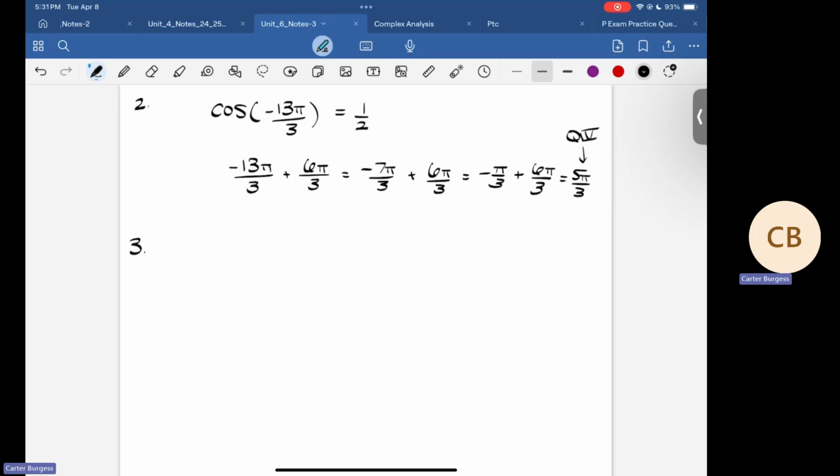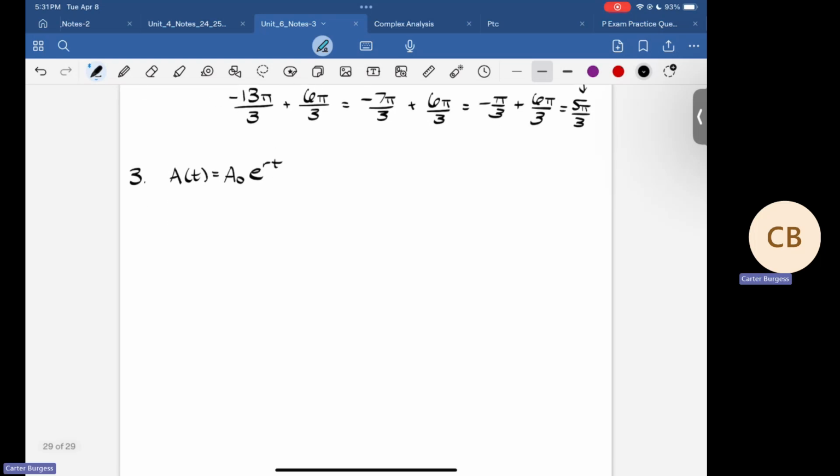For half-life, our general exponential decay is A of t equal to A sub 0 times e to the rt. Because this is half-life, half of our initial amount will be left. You could pick a random initial amount, like 100, and it's not a bad idea. So let's just say that A sub 0 is equal to 100. If the half-life has passed, that means I will have 50 of my stuff left behind.